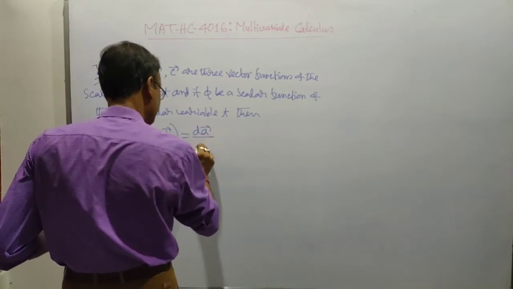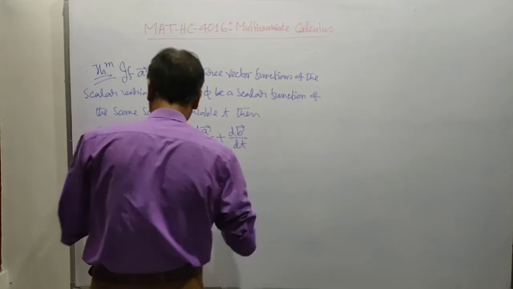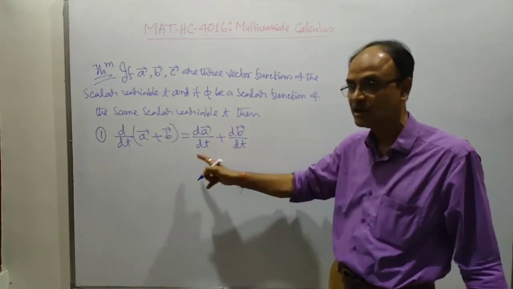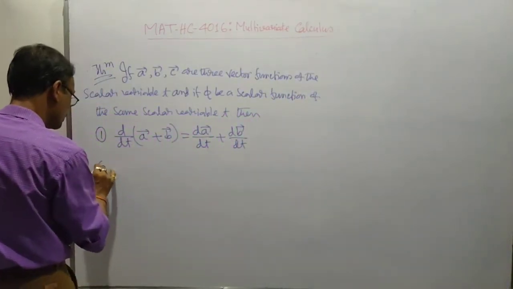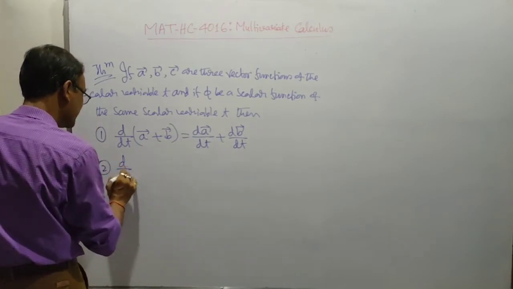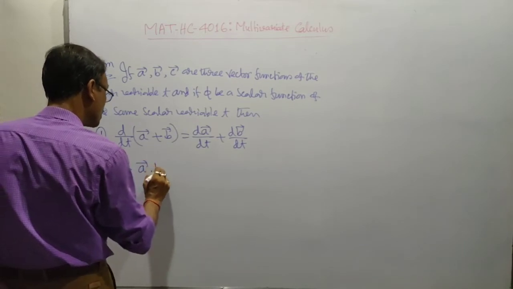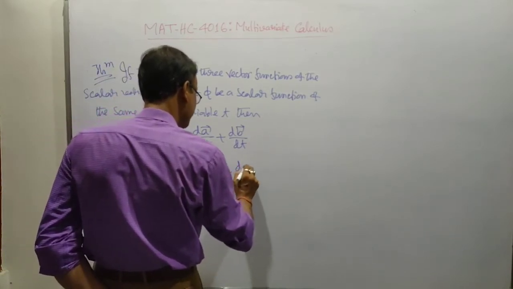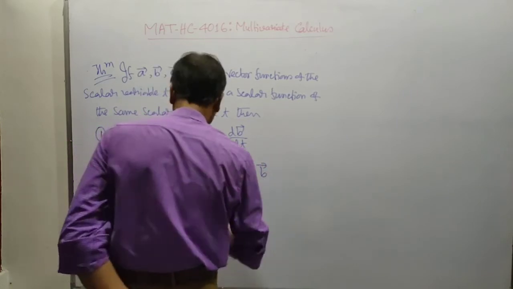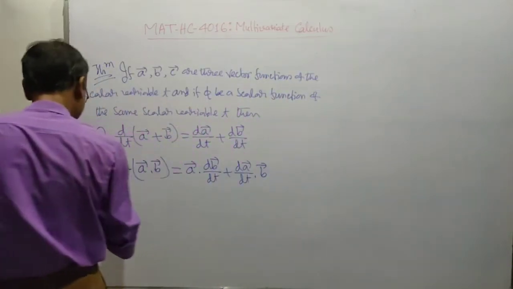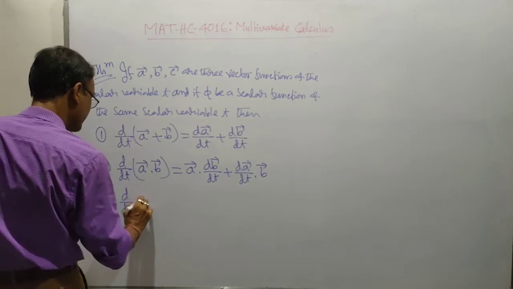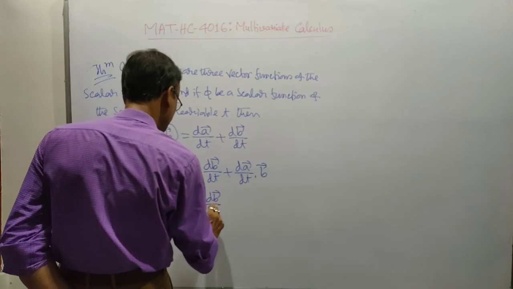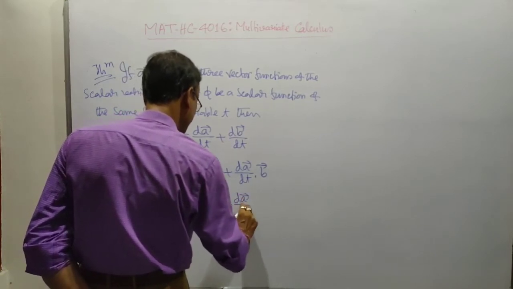This is equal to, just as with scalars, dA vector by dt plus dB vector by dt. The differentiation of A plus B equals the sum of the differentiations of the two vectors with respect to the scalar. Similarly, with the minus sign. Number two, d of A vector dot B vector is equal to A vector dot dB vector by dt plus dA vector by dt dot B vector. Number three, d of A vector cross B vector is equal to A vector cross dB vector by dt plus dA vector by dt cross B vector.